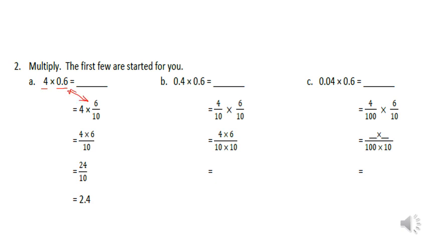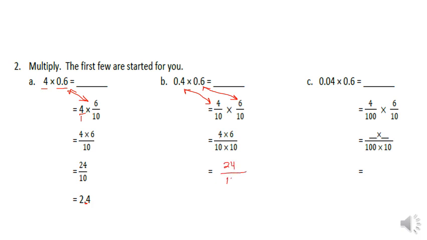And then they've rewritten it as 4, because this is actually 4 over 1, which is 4 times 6 times 10, which gives us 24 tenths. And 24 tenths, the 4 has to be in the tenths spot. On the second one, we've changed 4 tenths to a fractional 4 tenths, and a decimal 6 tenths to a fractional 6 tenths, which gives us 4 times 6 over 10 times 10, which gives us 24.